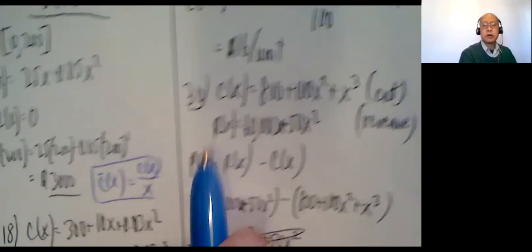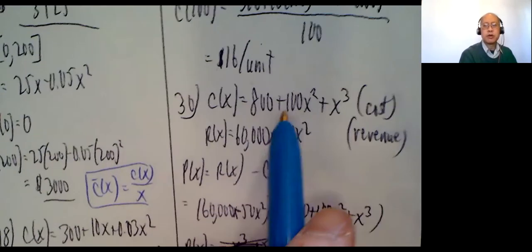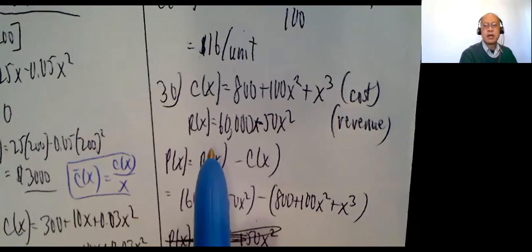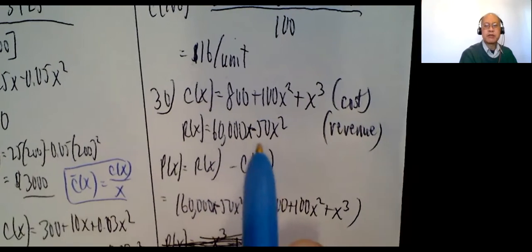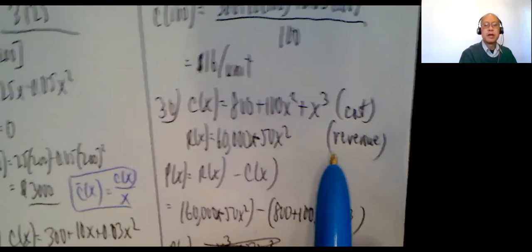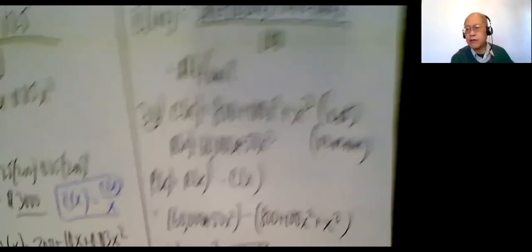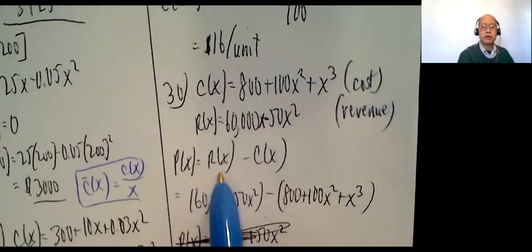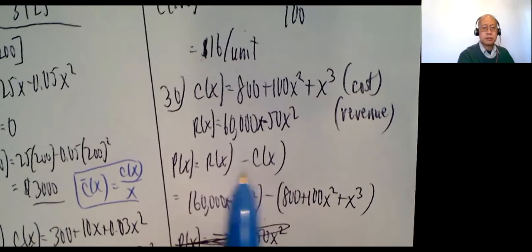All right, so the cost function they give me is 800 plus 100 x squared plus x cubed. The revenue function they gave me is 60,000 x minus 50 x squared. The directions are to maximize the profit. Profit is revenue minus cost, right?